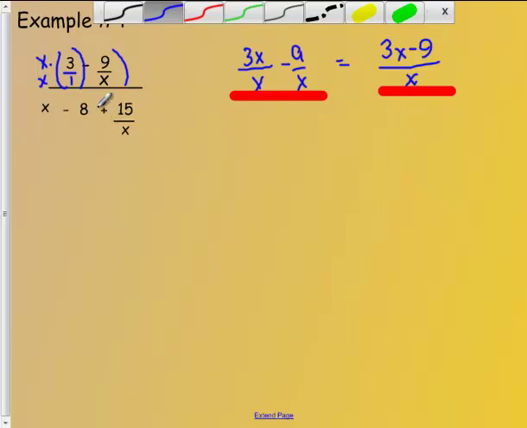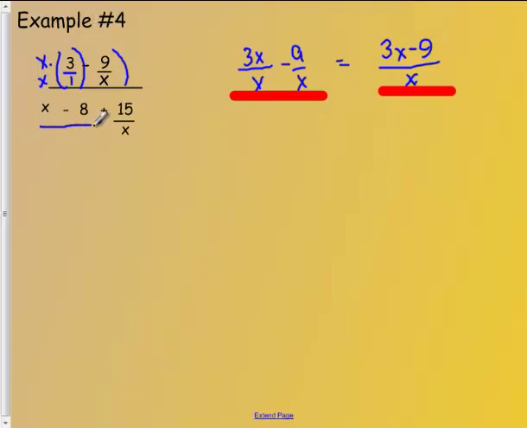I'm gonna take my little shortcut here. I'm actually gonna do this. I'm gonna look at these as one whole term. So that means I'm gonna multiply everybody. I'm gonna use my little shortcut. I'm gonna multiply this by x. So I get x squared minus 8x. And then I'm going to add 15.